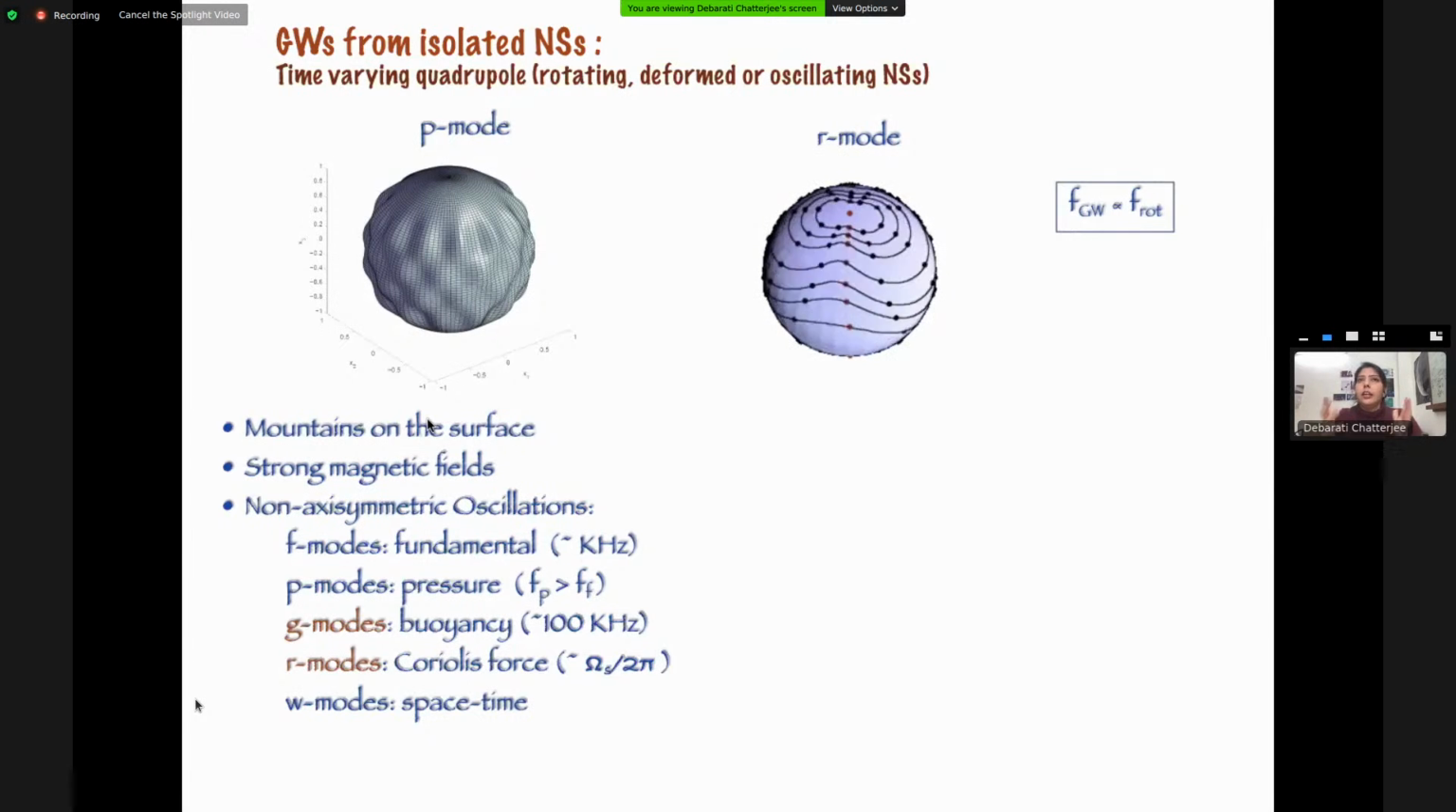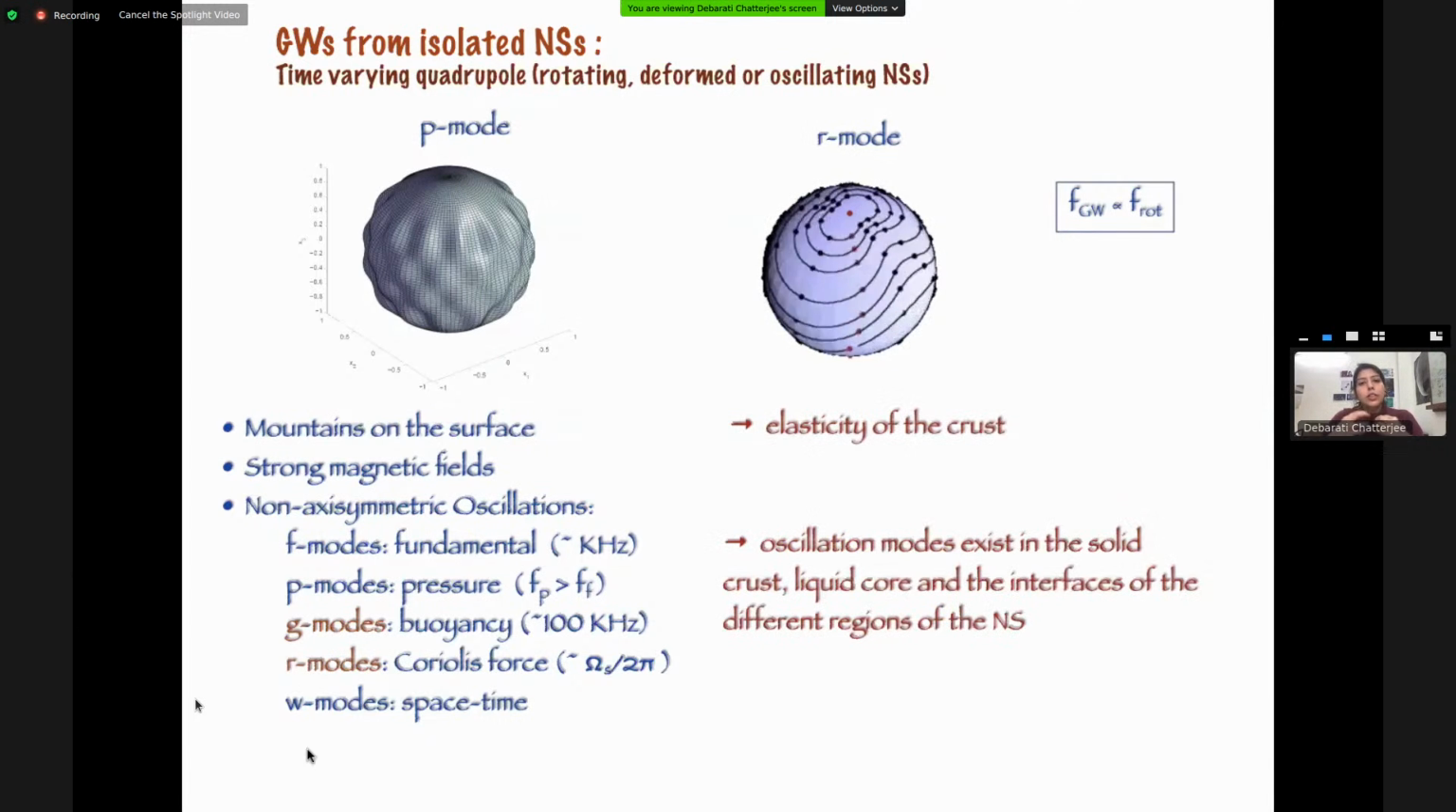On Earth, quakes are classified depending on what kind of restoring force they have. On neutron stars also, you can have different modes of oscillation, and these modes are classified depending on what kind of restoring force brings the star back to equilibrium. There are fundamental F modes, pressure P modes, G modes, which are because of some change in density, R modes because of rotation, and also pure space-time modes called W modes. And these again depend on the internal composition.